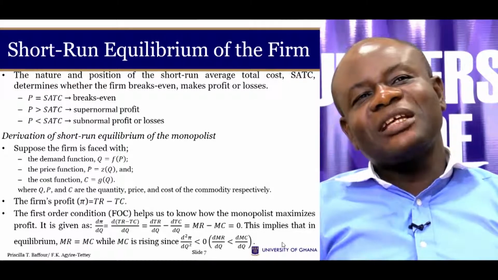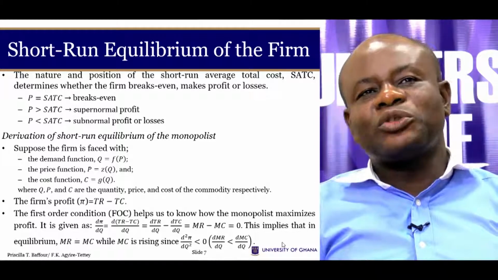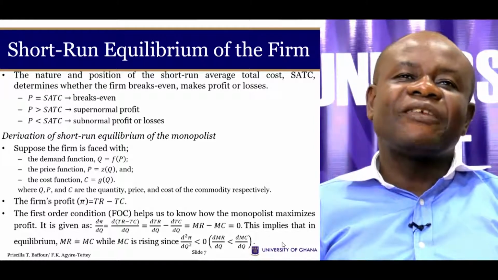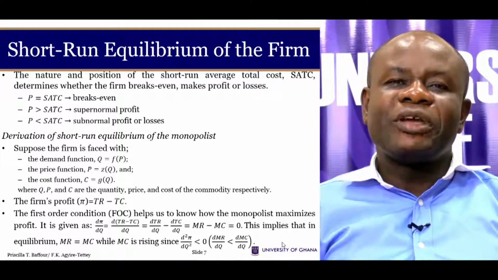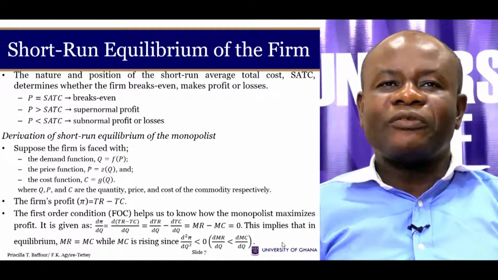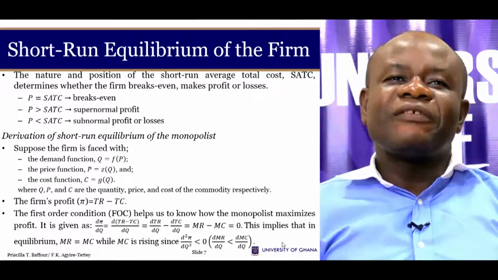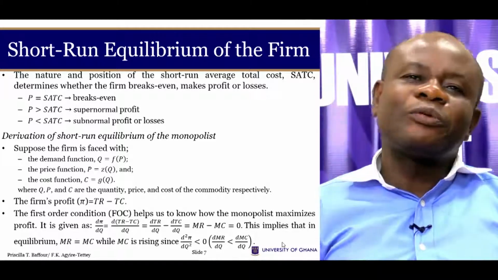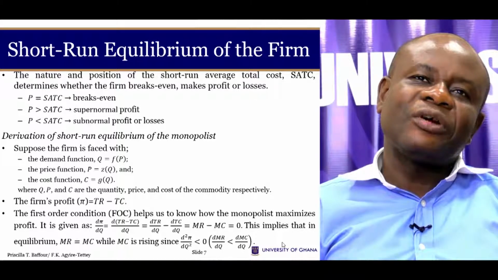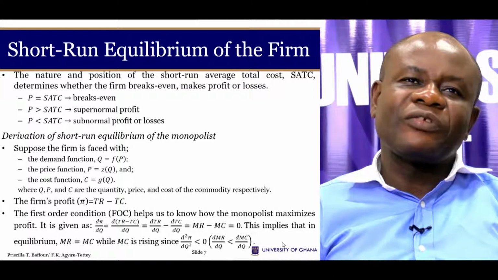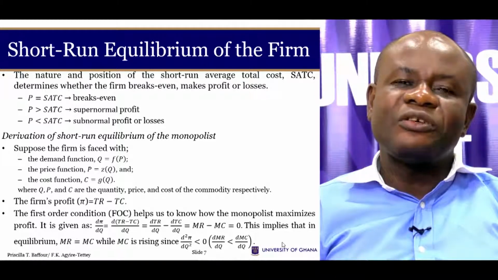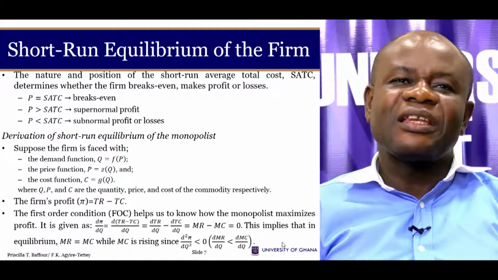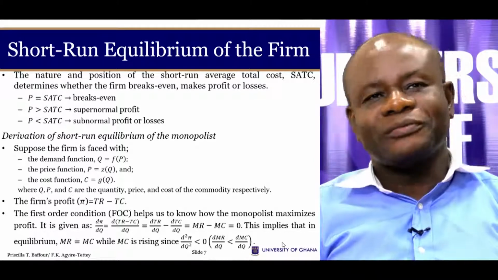And if the firm charges a price that is equal to the short-run cost per unit, then the firm is enjoying a break-even, zero economic profit or normal profit. If the firm charges a price that is greater than the cost per unit of producing the commodity, then the firm enjoys supernormal profit. And if the price is less than the cost per unit of producing the commodity, then the firm is making losses in the short run.